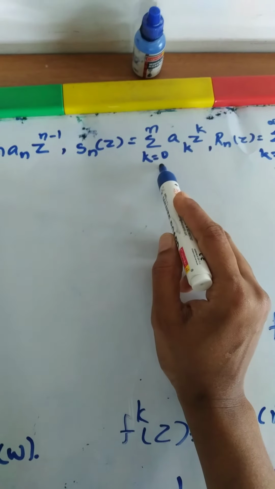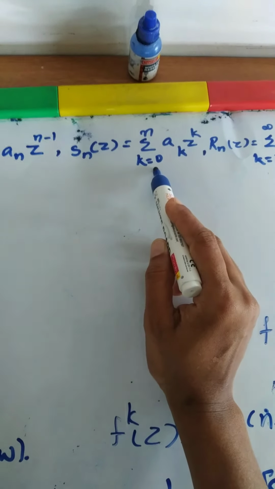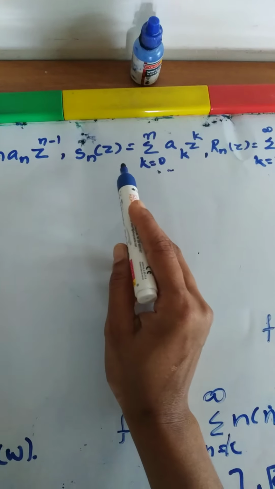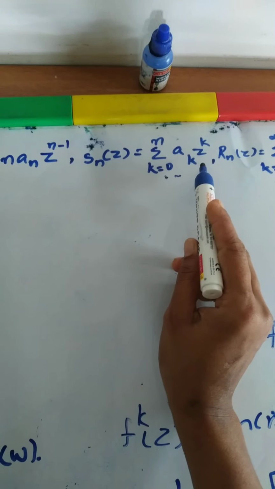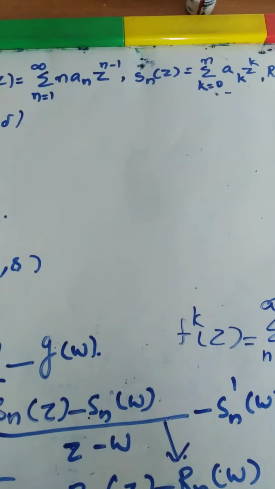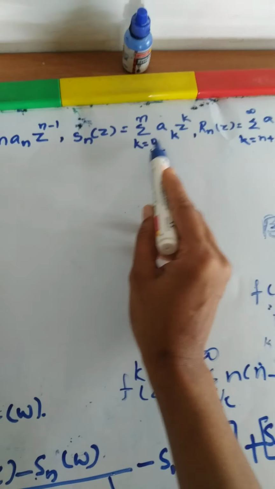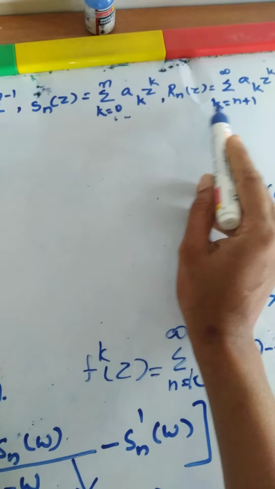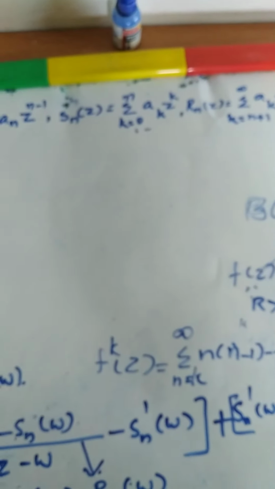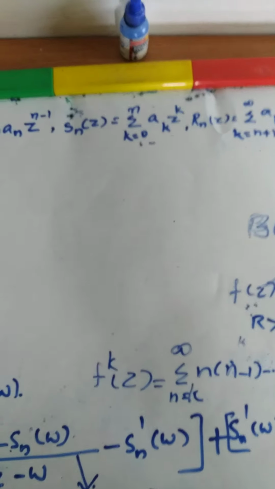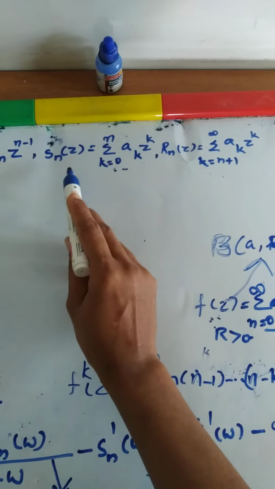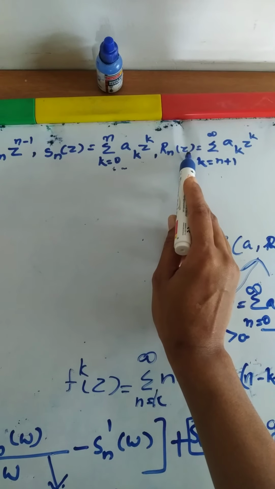Sn of z is this, and Sn of w, you just replace z by w. So Sn of z plus Rn of z. Sn of z is this. Rn of z, notice how it is defined: we stop at n, and Rn starts from n+1 to infinity. So Sn of z plus Rn of z is what?